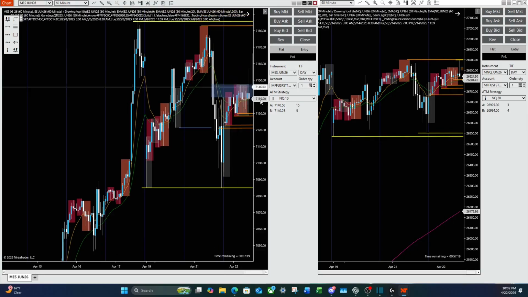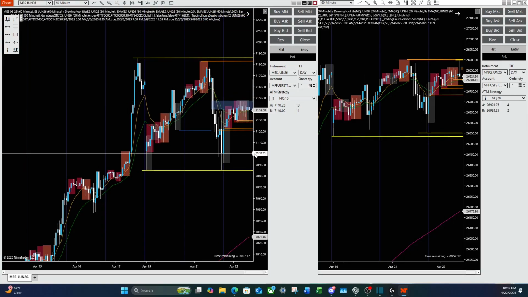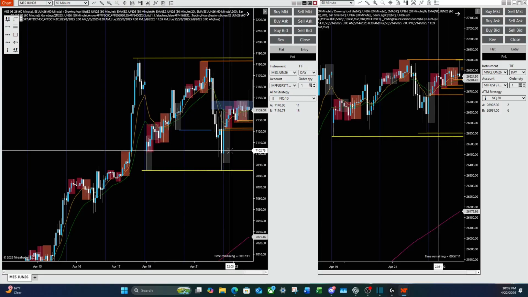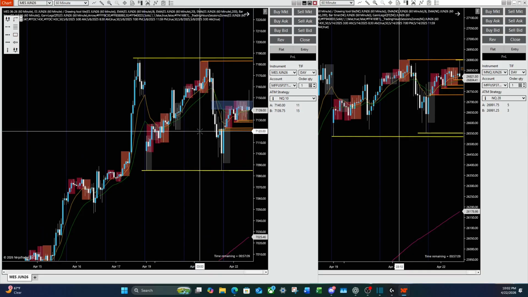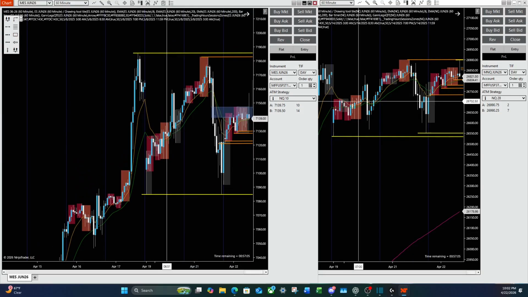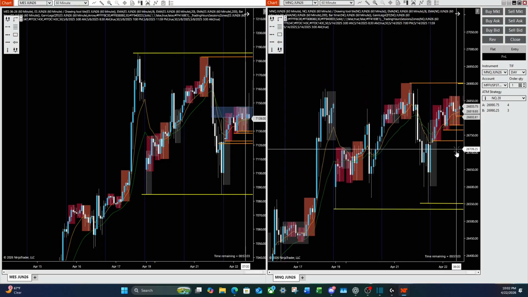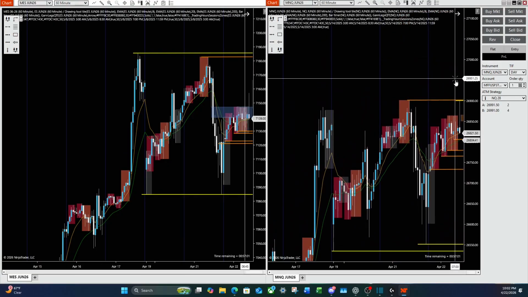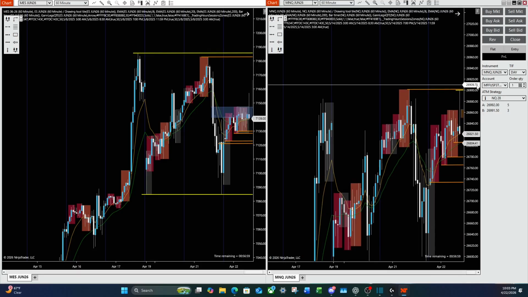So we have two ways that I believe this could have played out with my initial bias coming into the day. What could have happened, in my opinion, was two options. Well, first we have to look at our obvious draws on liquidity.